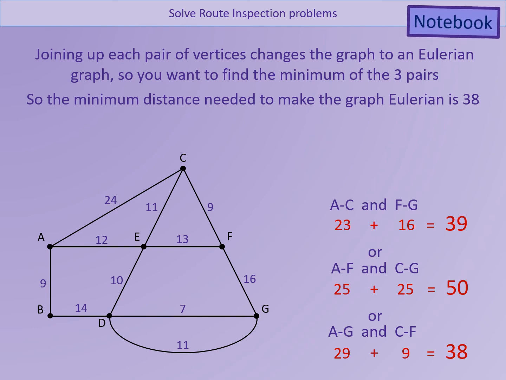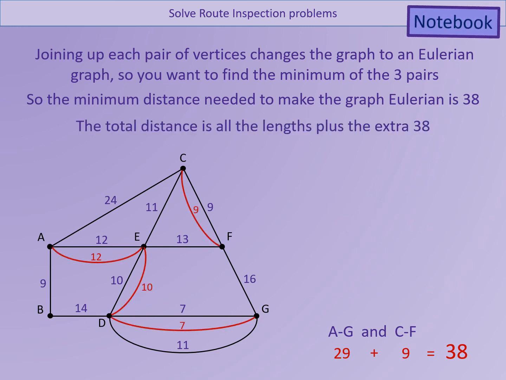That means that in addition to travelling along each arc exactly once, the paper boy needs to repeat the arcs involved in A to G and C to F. So the total distance he's going to travel is all of the weights added together plus an additional 38 for the repeated arcs. The repeated arcs are drawn on as a multiple edge to show that that arc has been travelled along more than once.